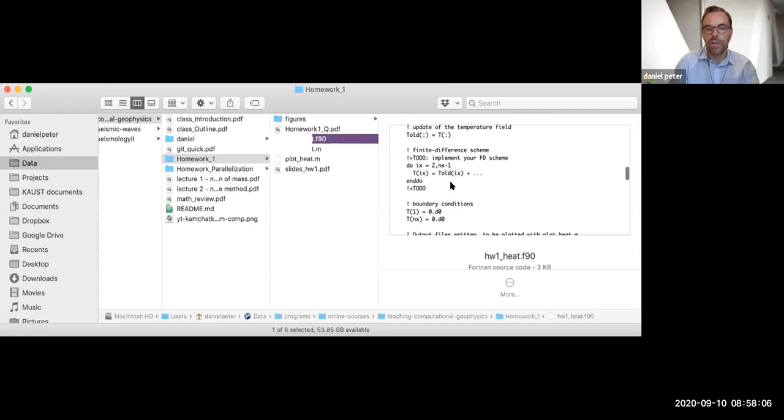So if you use these templates, there's not much coding you have to do. It's mostly really just the scheme itself that you implement. And then you can start playing around with these time step sizes.